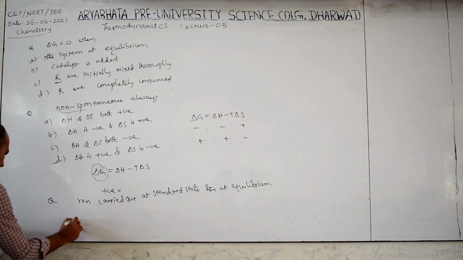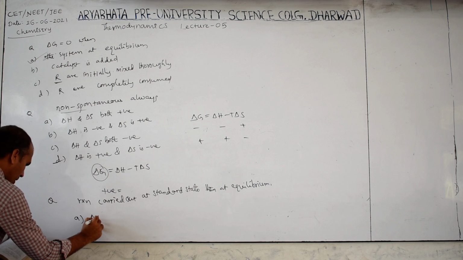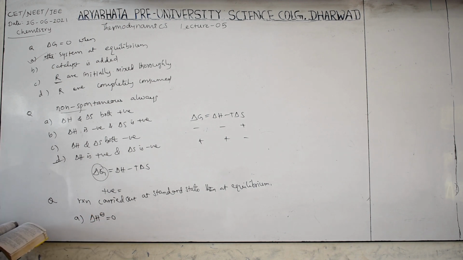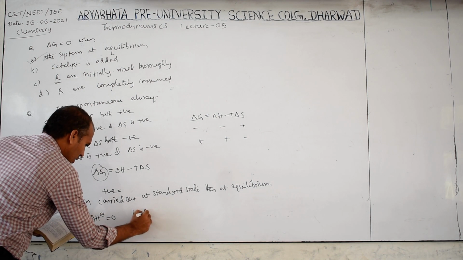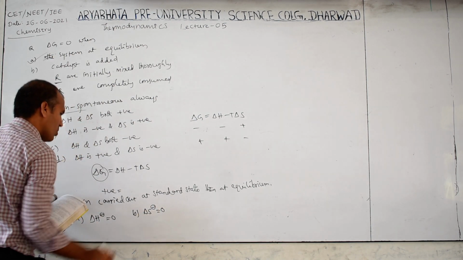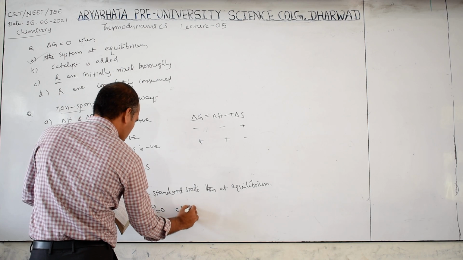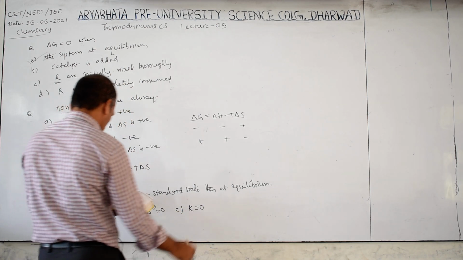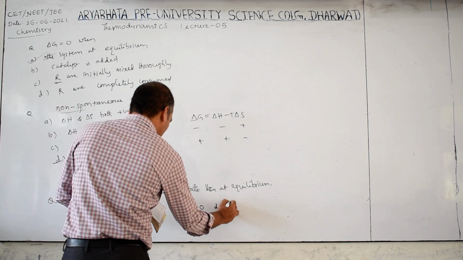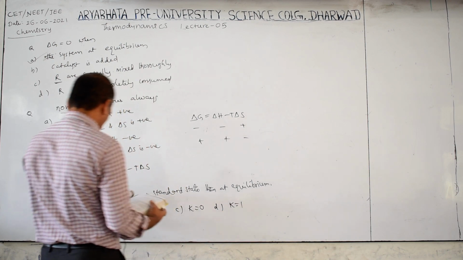Options are given here. A: delta H standard is equal to 0. B: delta S standard is equal to 0. C: equilibrium constant K equal to 0. D: equilibrium constant K equal to 1.